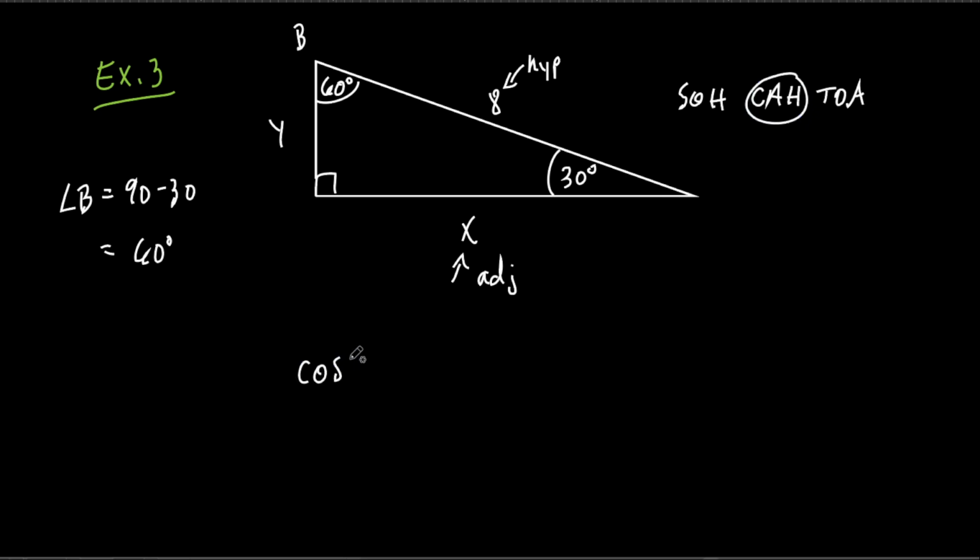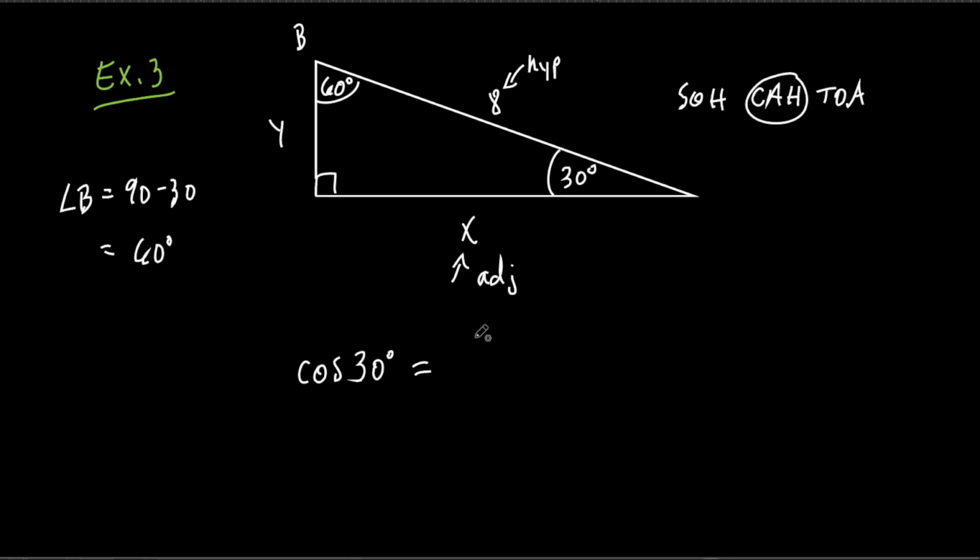So how do I set it up? I take the cosine of the angle. What angle am I using right now? The 30 degrees, right? That's the angle that I'm talking about. So I take the cosine of 30 degrees. Remember what the cosine is. It's just a ratio between two sides, between the adjacent and the hypotenuse.